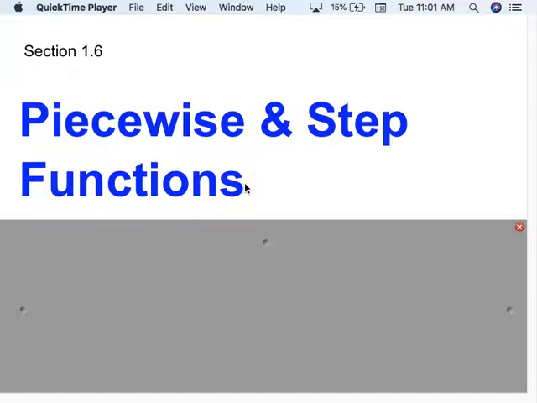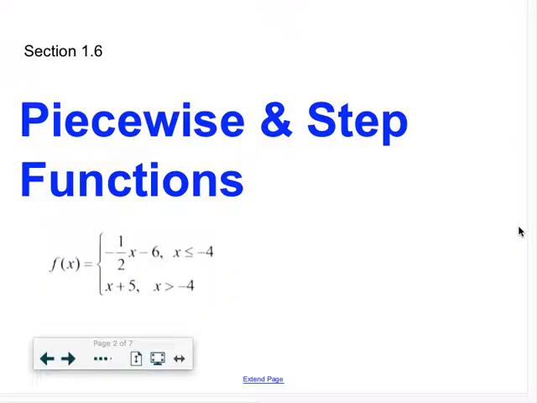Okay. Piecewise function, I want you to think about the name of that type of function. First of all, it's a function, so it has to pass the vertical line test. Second, piecewise, it's pieces of different graphs put together, but then it still passes a vertical line test. So here's an example of what a piecewise function can look like.